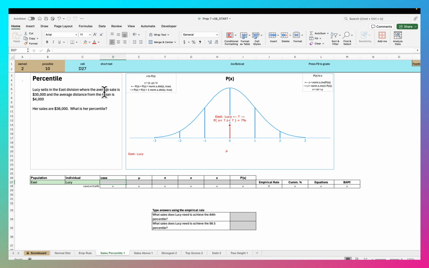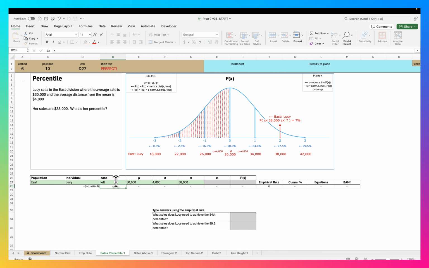All right, the average sale is 30,000. And the average distance from the mean is 4,000, so that's the standard deviation. And her sales are 38,000. Right, so she's out here. And what's her percentile? Okay, so in this case, percentile means looking left, because we want everything this way.